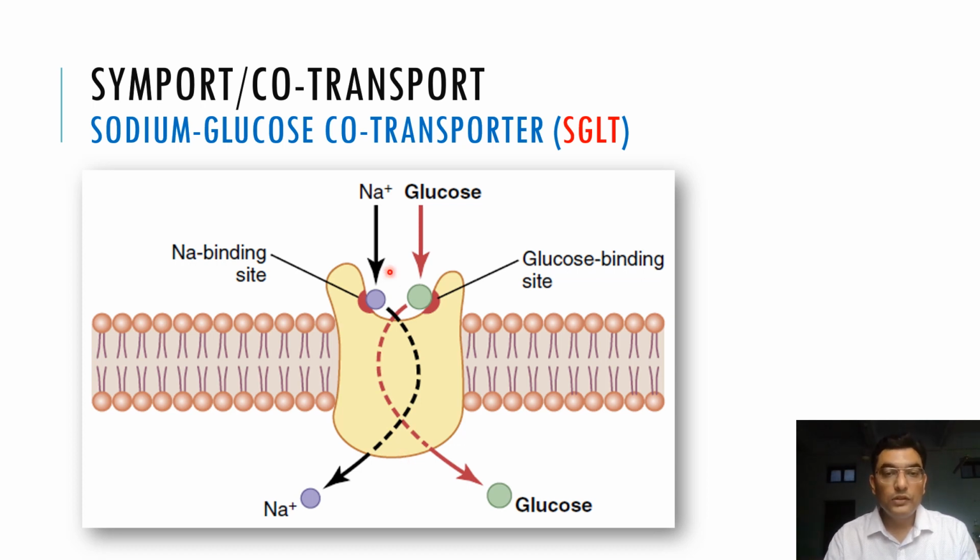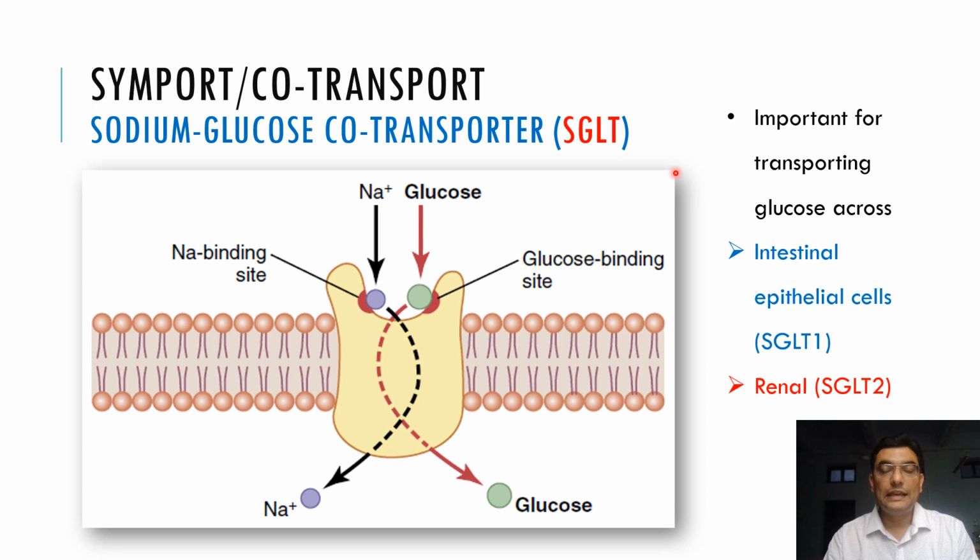As you can see, this carrier protein has the binding site for sodium and it has a binding site for the glucose. When the sodium binds to its site and the glucose binds to its site, it is important that both of them bind to their sites. When both of them bind to their sites, then conformational changes occur, and the sodium and the glucose both move inside. This is the sodium glucose co-transporter or SGLT.